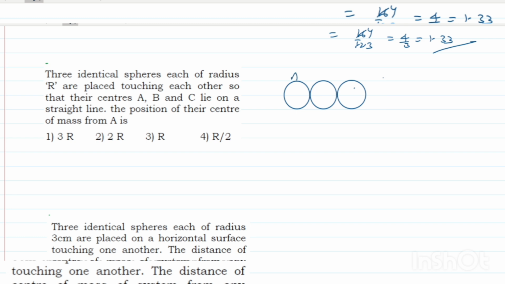Here let us take this as A, this as B, and this as C, students. All 3 will be lying on a straight line. We need to calculate the position of their center of mass from A.